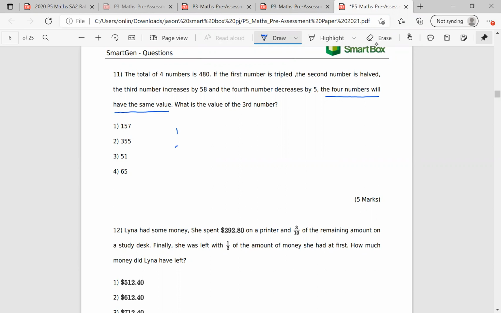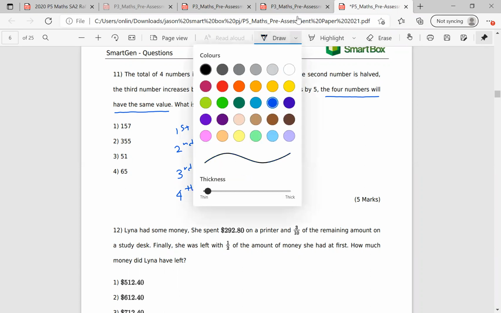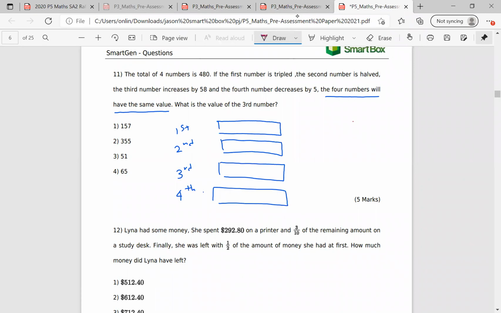So we have one number, two numbers, three numbers, four numbers. I'm going to name them the first, the second, the third, and then the fourth. They say that in the end, they will have the same value. I'm going to draw the same value as a longer unit so that later if you need to cut or divide the units up, it will be easier and clearer. So I'm going to go as per what they say here. The fourth number is decreased by 5, so it means the fourth number at first should have an additional 5.